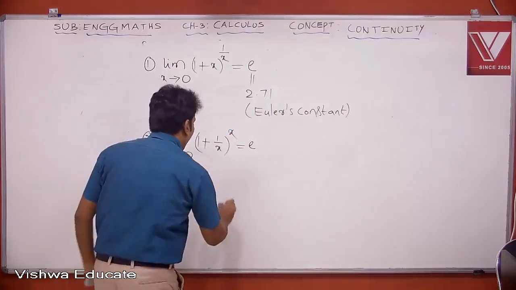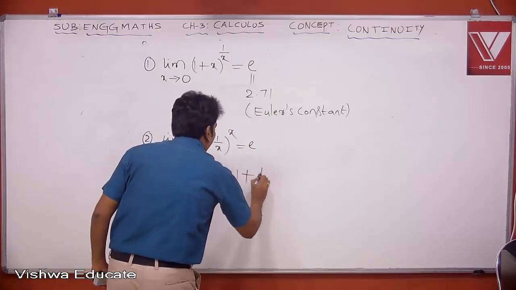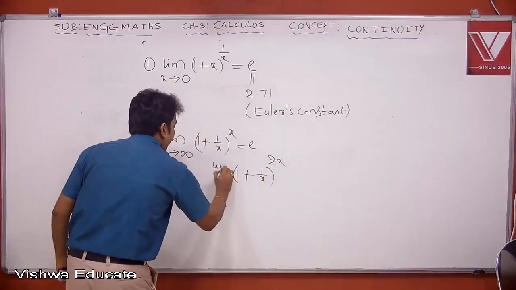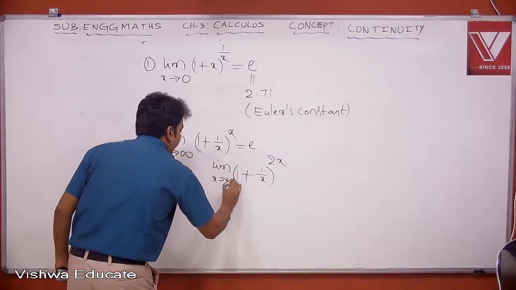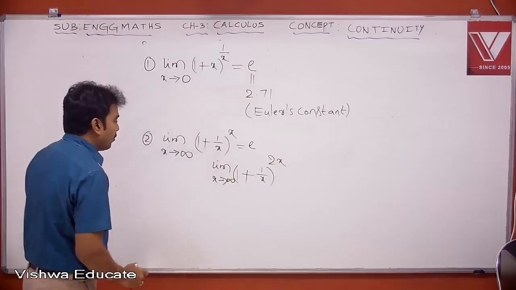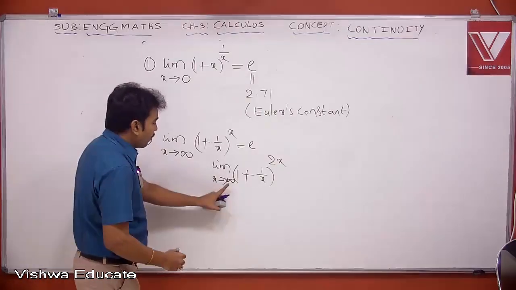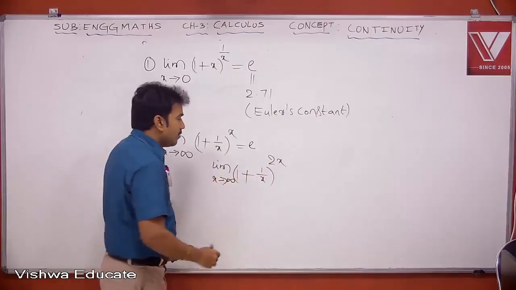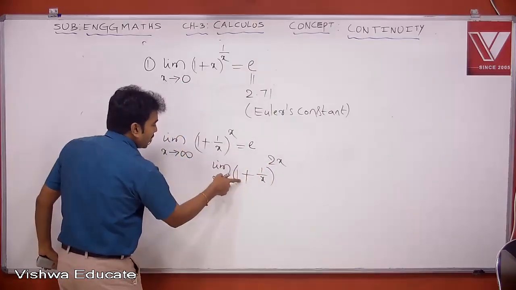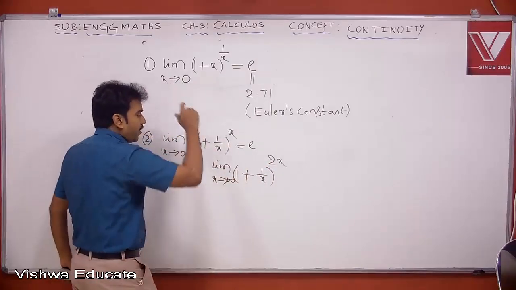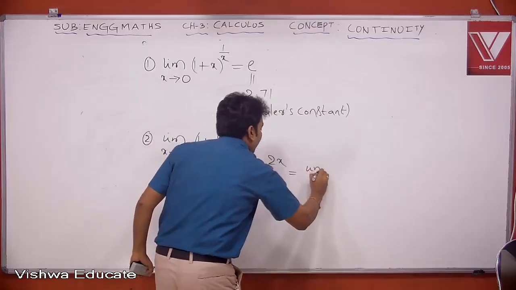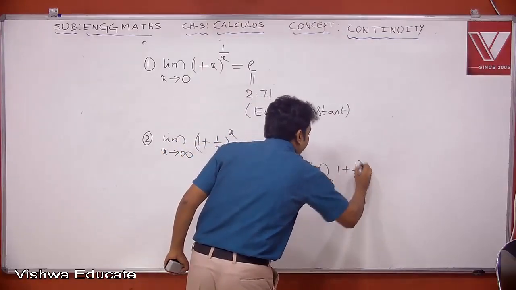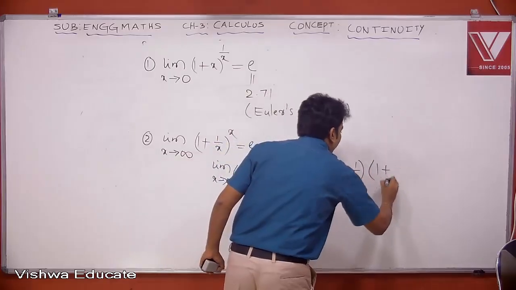Suppose the problem is like this: limit x tends to infinity, 1 plus 1 by x whole power 2x. Now here when you replace x by infinity, it seems to be 1 power infinity form. But you have to convert this limit to either of these two forms. Therefore this is nothing but limit x tends to infinity, 1 plus 1 by x into 1 plus 1 by x.